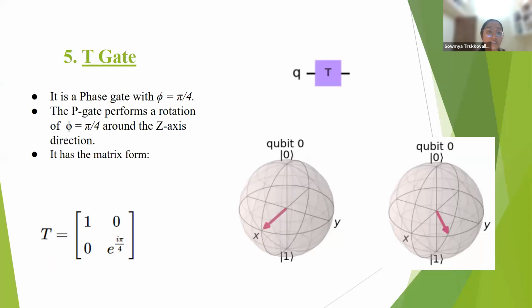Now let's talk about the T gate. It's a phase gate with theta equal to pi by 4, and it performs a rotation of pi by 4 around the z-axis. So this is the matrix form. You have a qubit which is in the plus state, so it's pointing along the x-axis. You apply the T gate, and then it performs a rotation of pi by 4 around the z-axis.